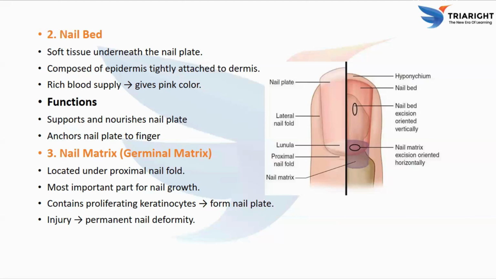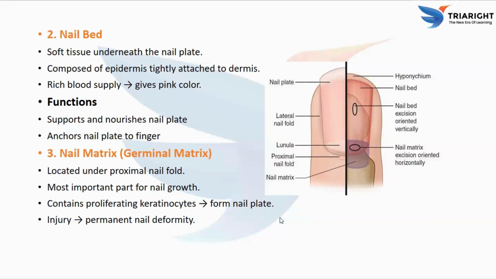What are examples of permanent changes due to matrix injury? Split nails, uneven growth, and also loss of nail shine. This picture shows the parts of the nail. This is the nail plate, which is the visible hard nail. The lateral nail fold is the edge of the nail. The lunula is the white half-moon area, which is the visible part of the matrix.